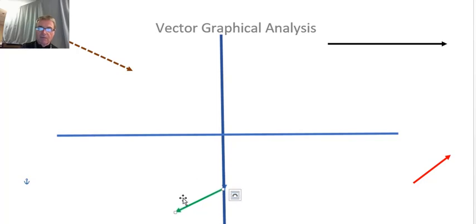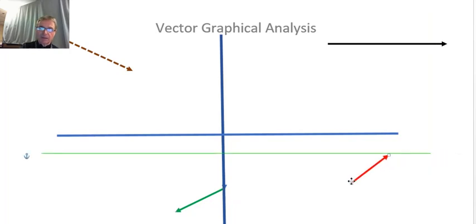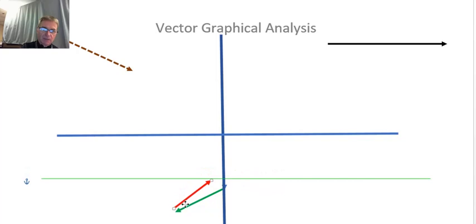Okay, slid that one over there, but notice I'm not changing the length of the vector at all, or the direction of the vector. Next, I think I'll go, let's go red. Okay, so red is going to go right about there.